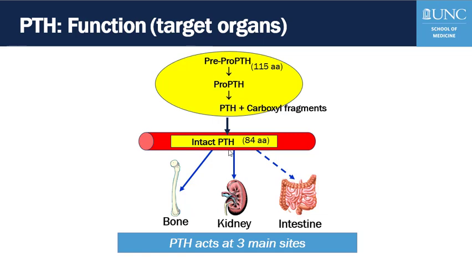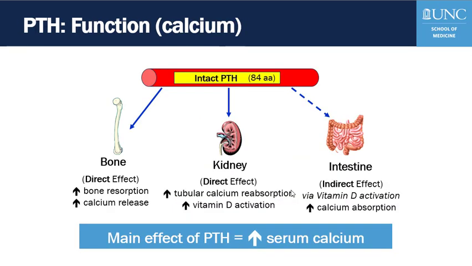Once in the bloodstream, PTH has 3 main target organs or sites of action. The 3 sites are the bone, the kidney, and the intestine. First, let's look at how PTH is involved with these organs in regulating serum calcium. PTH binds directly to the cell surface PTH receptors on the bone and the kidney. And the PTH receptor is a member of the G protein coupled family of receptors. In the bone, PTH binding causes an increase in bone resorption by activating both osteoblasts and osteoclasts, thereby increasing calcium release from the bone into the bloodstream.